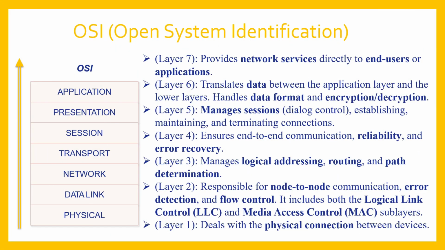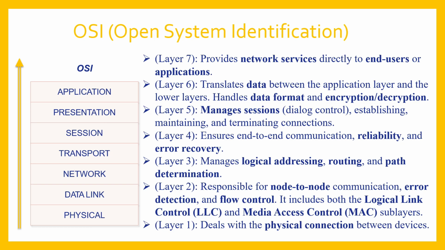Now let us revise the 7 layers of the OSI model. Layer 7 being application layer and layer 1 being physical layer. Starting with layer 7. Application layer provides network services directly to end users or applications. Layer 6. Presentation layer translates data between application layer and the lower layers. It handles the data format and also deals with encryption and decryption of the data. Layer 5. Session layer. This layer, as the name suggests, manages sessions, that is dialog control, establishing, maintaining and terminating connections.